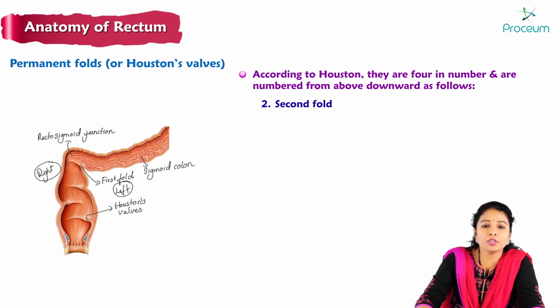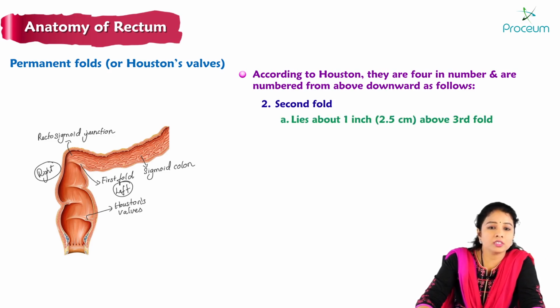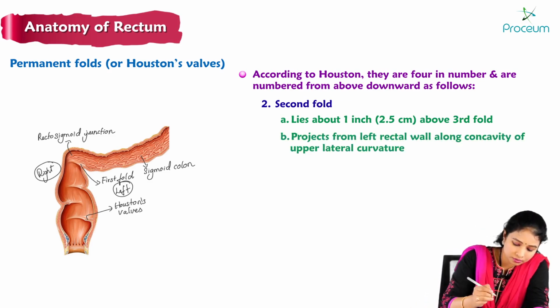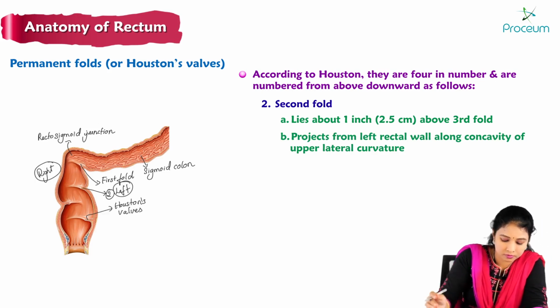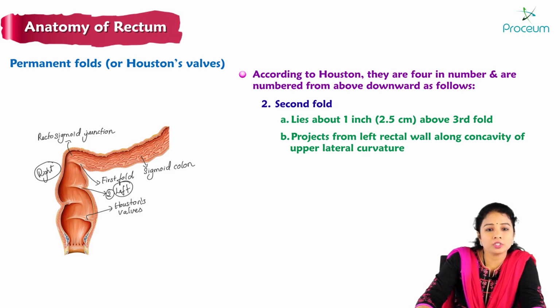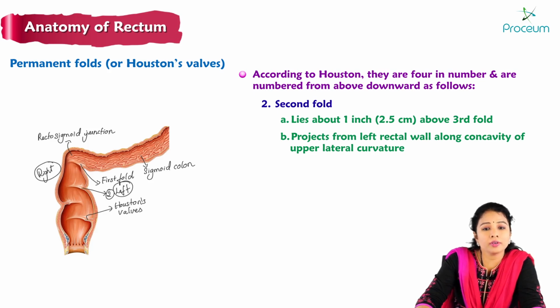The second fold lies about 1 inch, that is 2.5 centimeters, above the third fold and projects from the left rectal wall. So this is the second fold, which is usually located on the left side. It projects from the left rectal wall along the concavity of the upper lateral curvature.